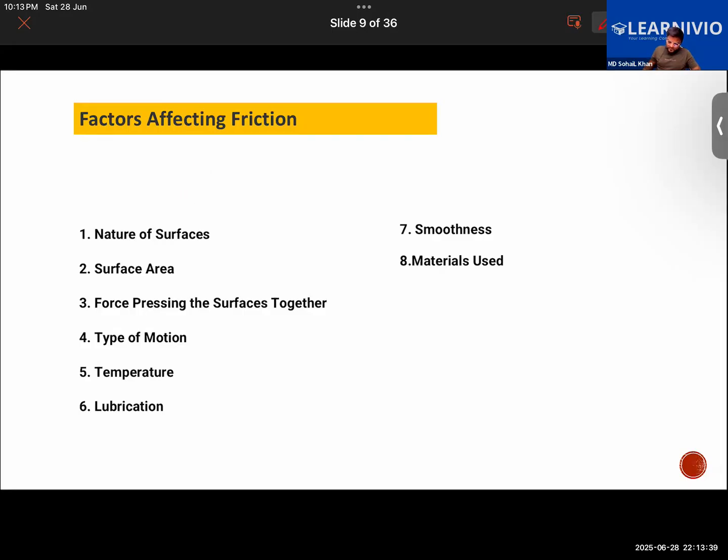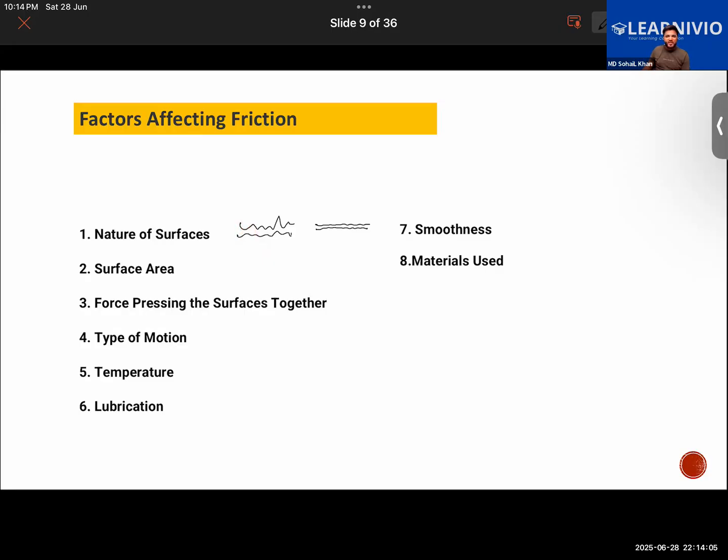So if there are two surfaces like this, and two surfaces that look like this, obviously in the first case we have rough surfaces, or rather objects having rough surfaces. So there will be more friction here.